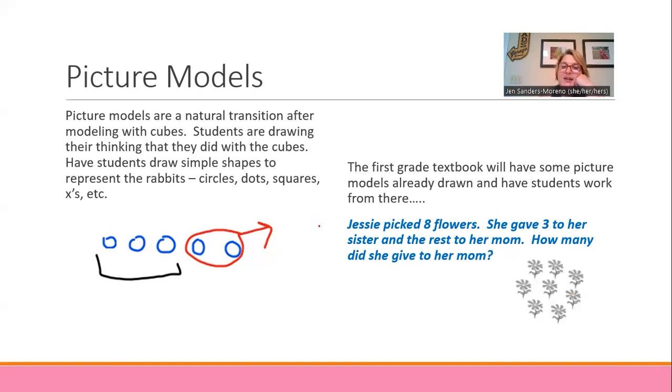So here it says, Jessie picked 8 flowers. She gave 3 to her sister and the rest to her mom. How many did she give to her mom? So here you can see that the book already gave us 8 flowers. So at this point, the students just need to circle and group for the sister versus the mom.